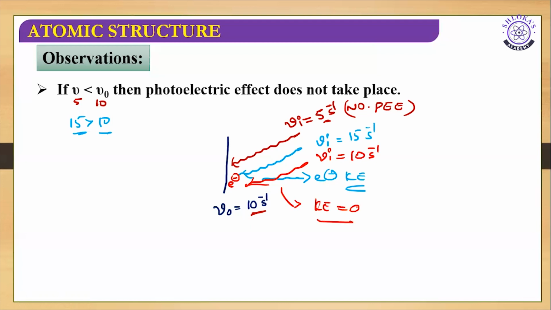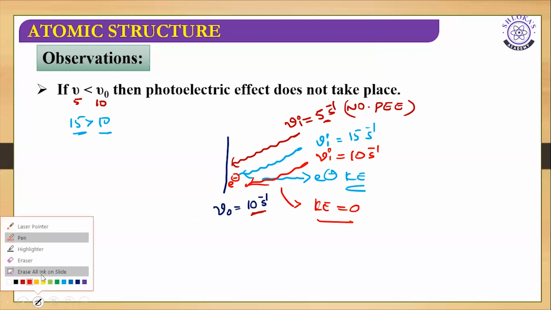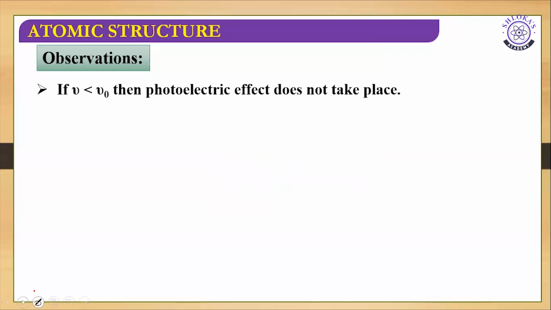So now, do you all understand these three cases, when we observed different radiations or different frequencies being irradiated on the metal? These three observations will be made. Understood, all of you? So now the same observation we will write here.